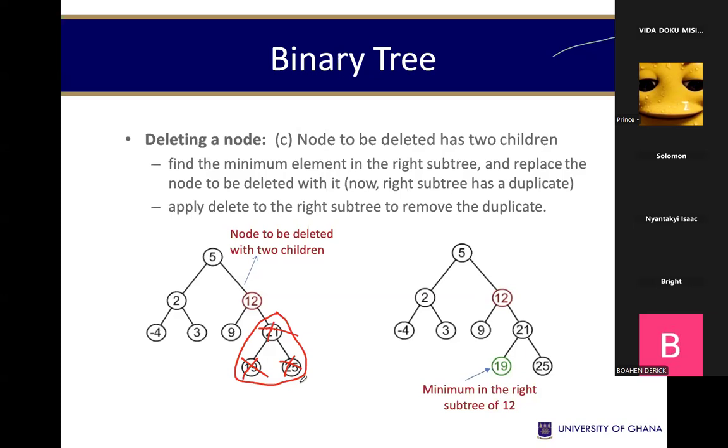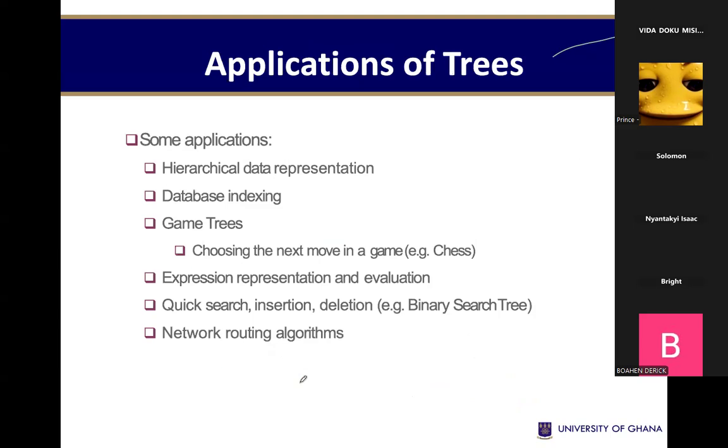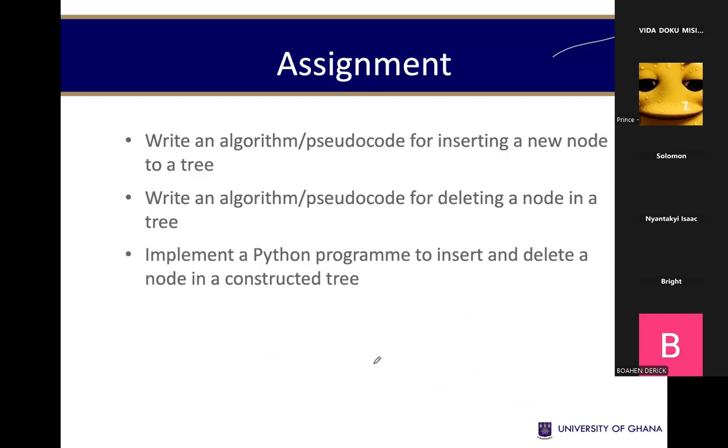But normally we don't run into that. So the applications we already looked at: data representation, database indexing, game trees, how you can play chess with a computer and the computer can win. It's able to know the moves and other things, right? Especially representation, network routing tables, and other stuff.